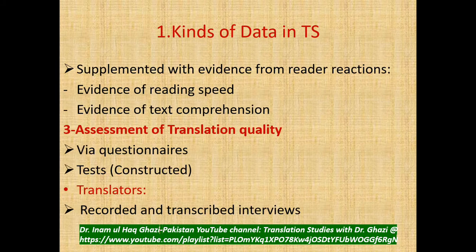It is also supplemented with evidence from reader reactions. Reader reactions can also be obtained through evidence of reading speed or evidence of text comprehension. These are just examples. Assessment of translation quality is also done via questionnaires. So the researcher has to develop questionnaires for the assessment of translation quality, or tests that should be well constructed.